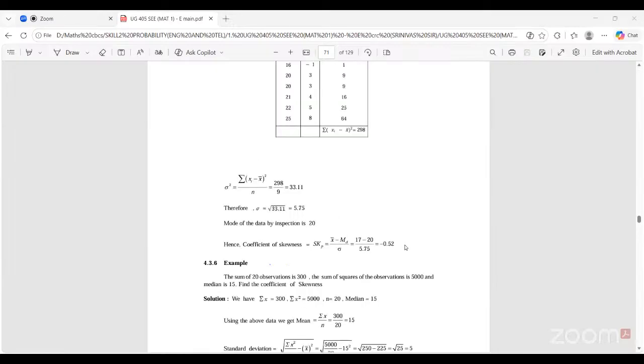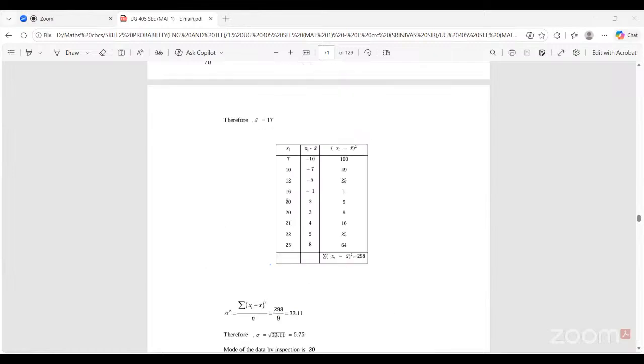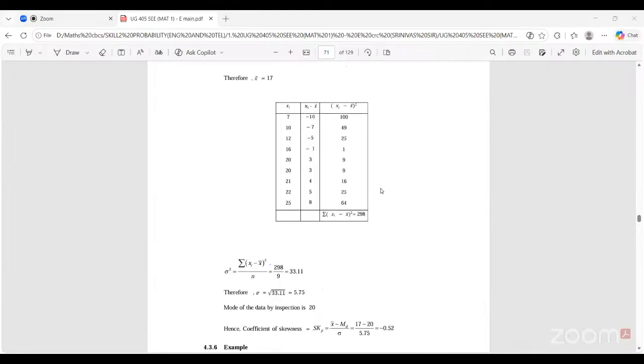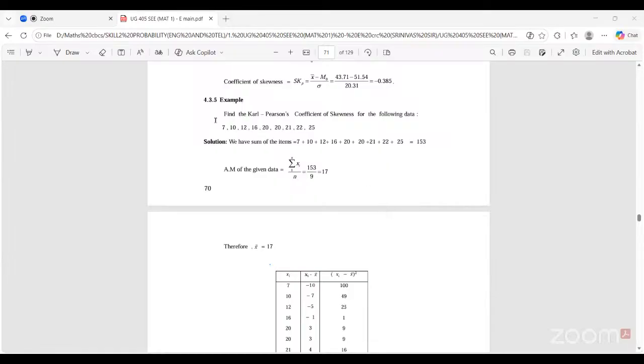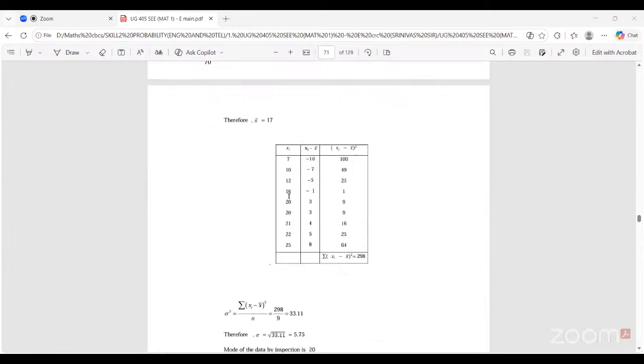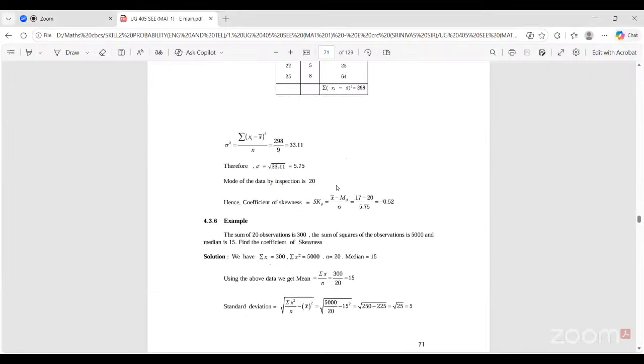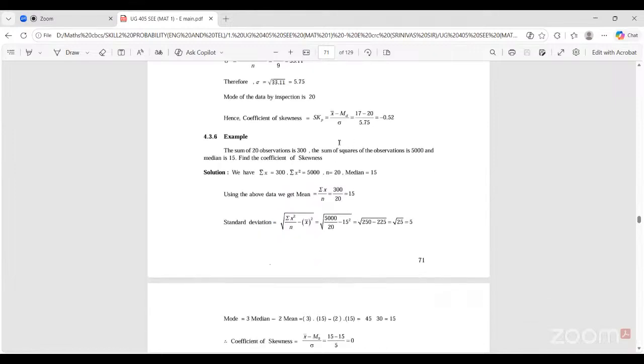So the summation of (xi minus x bar) whole square by n is 298 by 9 numbers, that is 33.11. The standard deviation is the square root of 33.11, which is 5.75. The mode of the data is 20, since both are 20s. So 17 minus 20 by 5.75 gives 0.52.